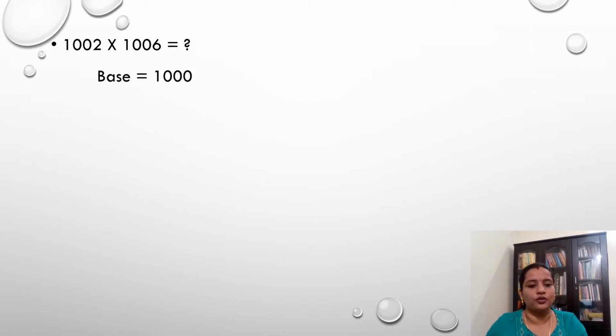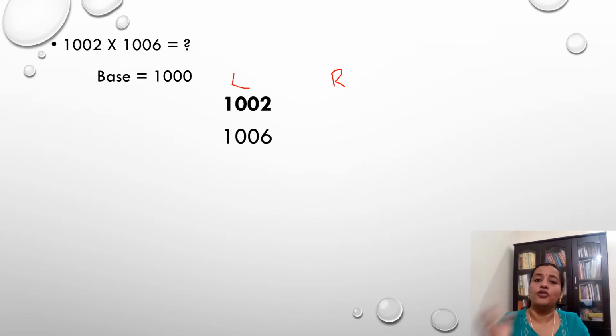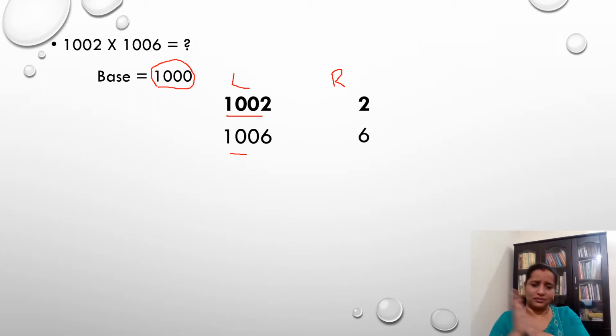Next, I have to split my answer into two parts, that is my LHS and my RHS. For my LHS, I just take down the numbers directly, that is 1002 and 1006. For my RHS, I subtract the base 1000 from the number. So 1002 minus 1000 gives me 2, and similarly 1006 minus 1000 gives me 6. So in my RHS, I have got 2 and 6.